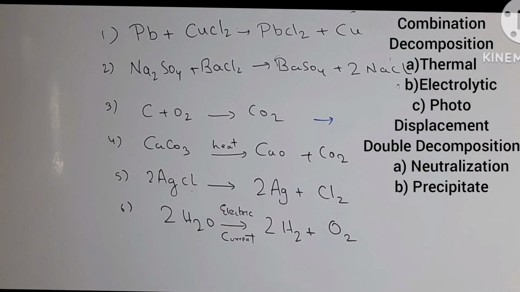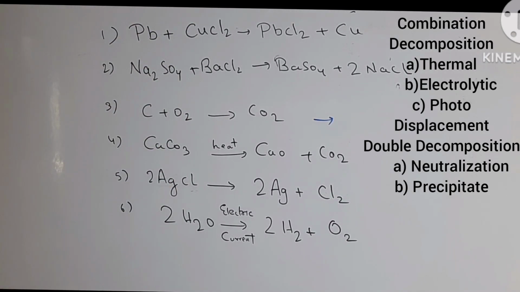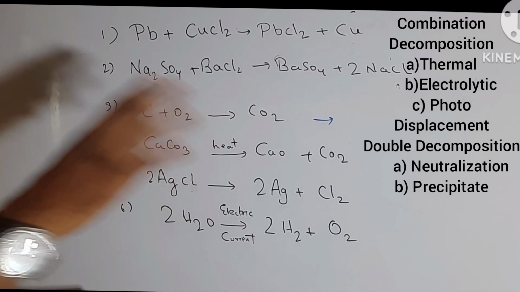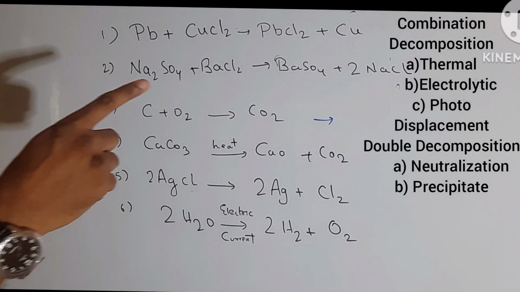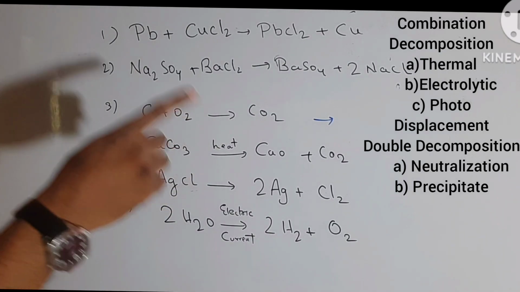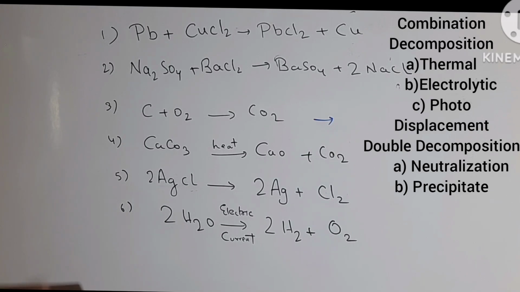Next is the decomposition reaction, and the decomposition can be by application of heat, then it will be thermal decomposition. If it is by application of electric current, it is electrolytic decomposition. If it is with the help of light, sunlight, that is known as photochemical decomposition. And in some cases, decomposition in metallurgy. So decomposition has this many types.